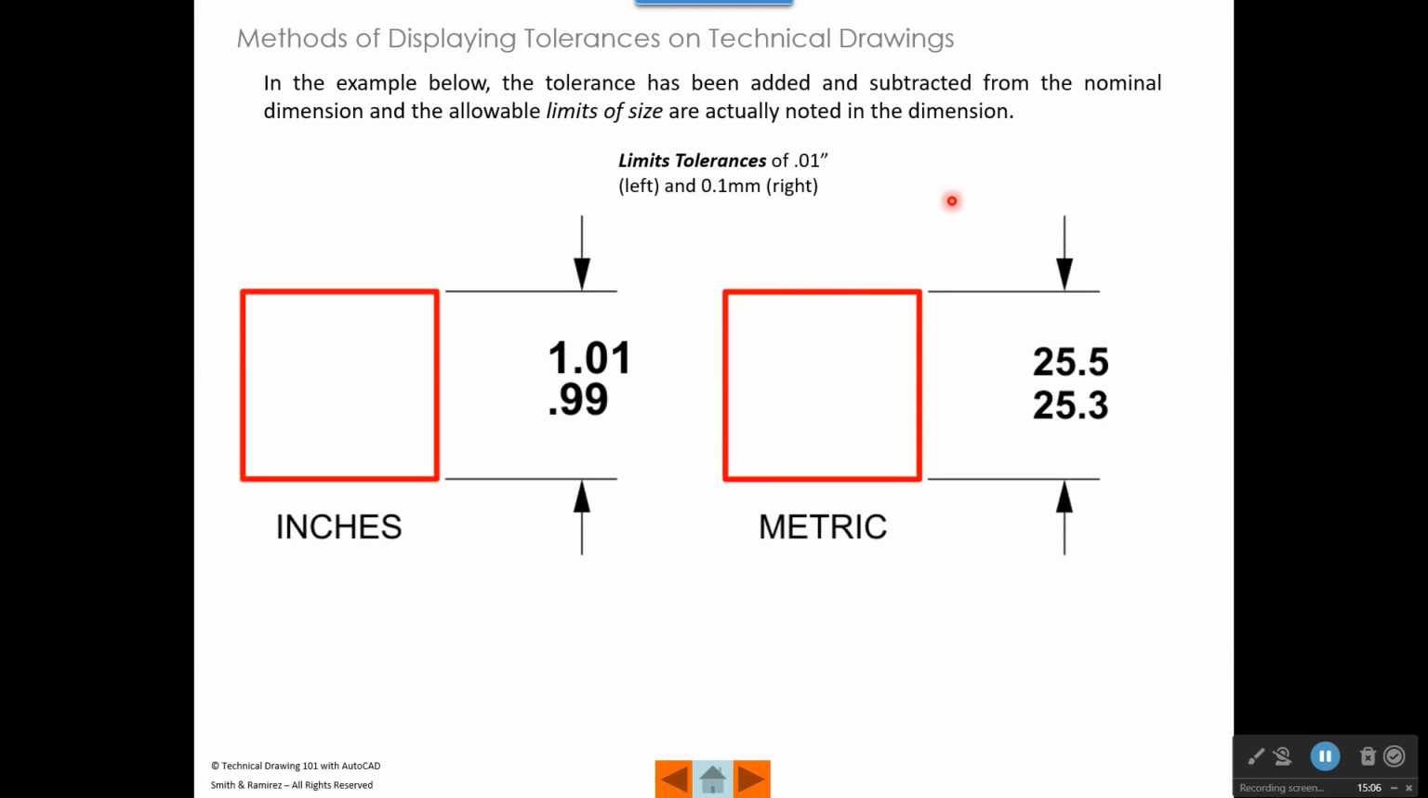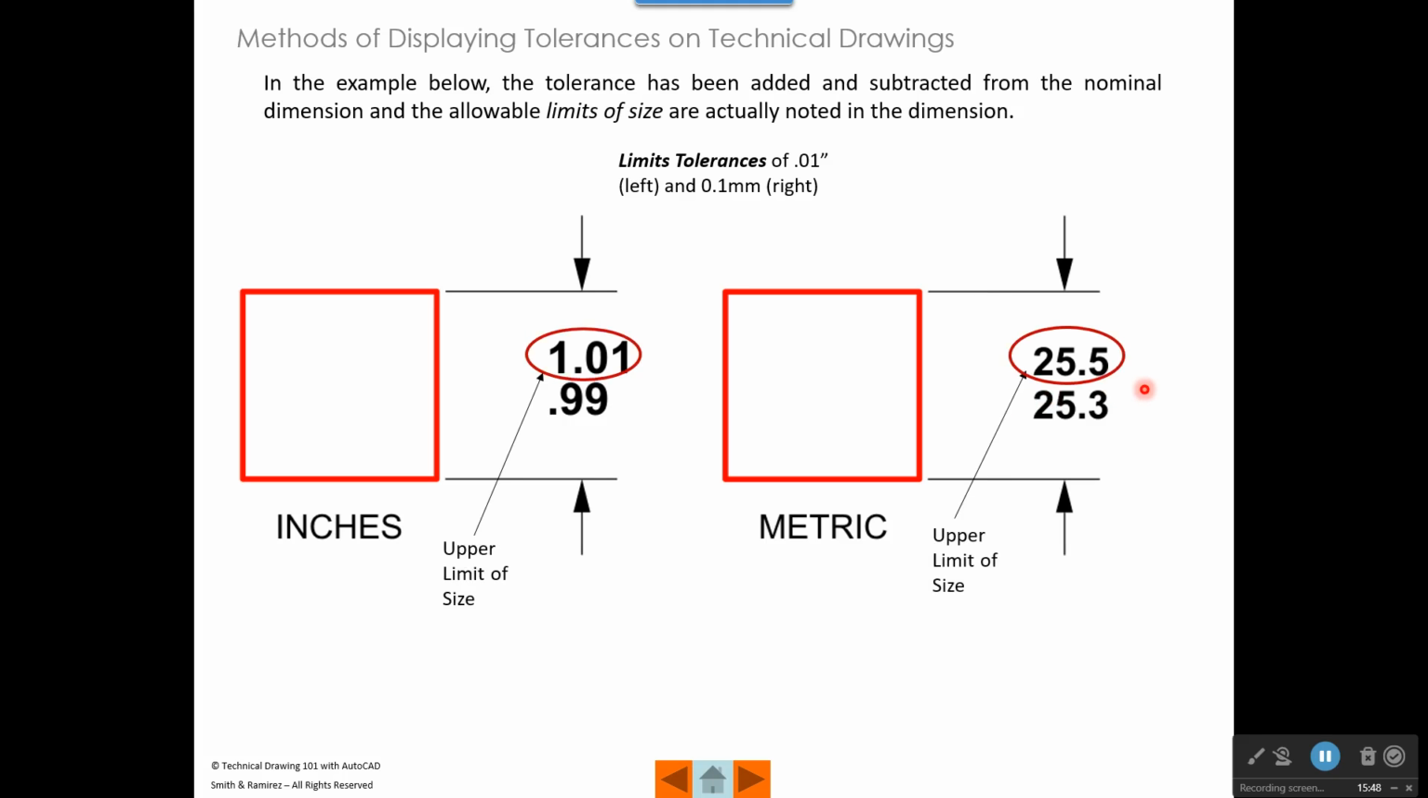In the example below, the tolerances have been labeled a little bit differently. These are called limits tolerances here. So instead of saying 1.00, 1 inch plus or minus 0.01, we actually list what the upper and lower limits of size would be for this block here. So remember, this is in inches. The metric side of that would look like 25.5 millimeters would be the widest they could manufacture the block, and 25.3 would be the narrowest this distance could be here.